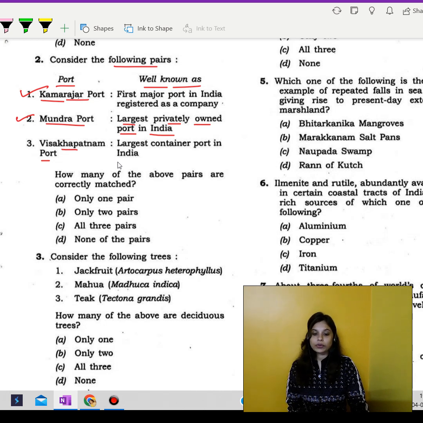Jawaharlal Nehru Port, which is also known as Nhava Sheva. That's in Maharashtra, and it is the largest container port in India. So hence we can say this is not correct. So largest container port would be Jawaharlal Nehru Port.